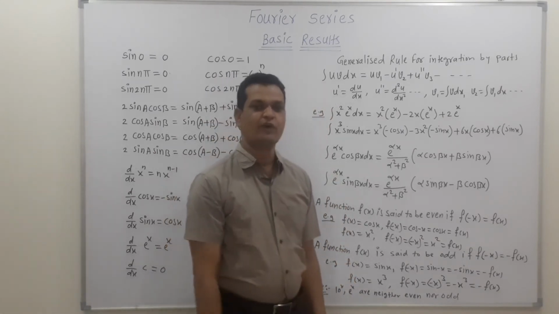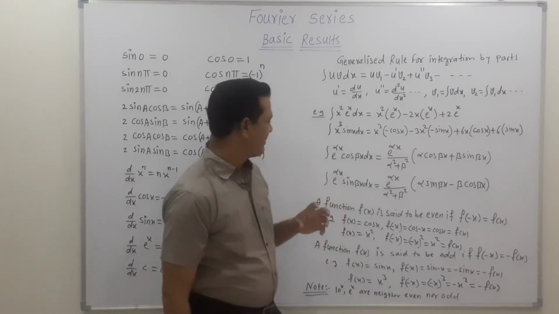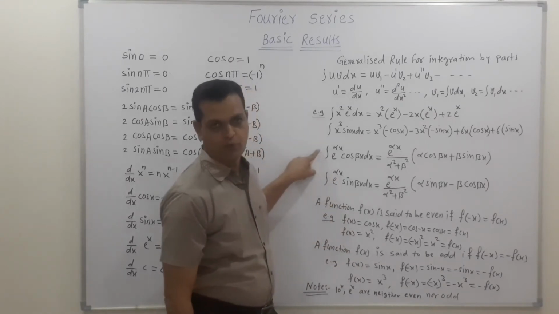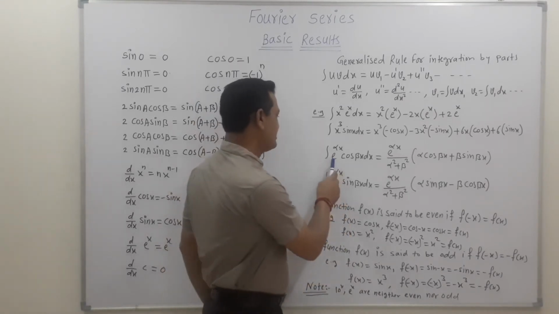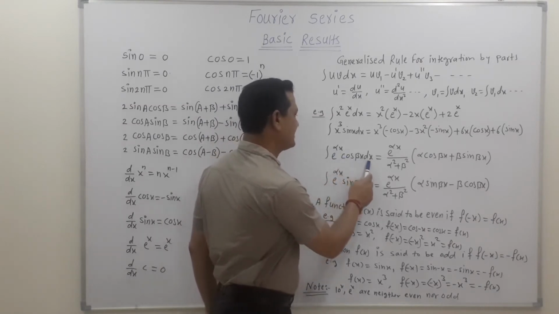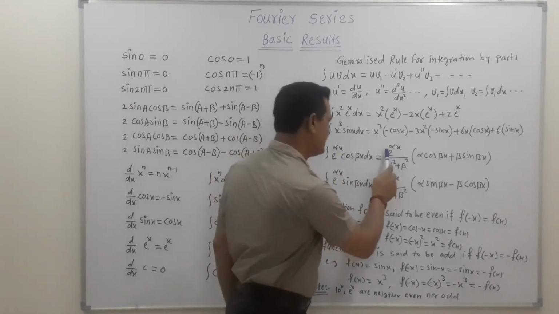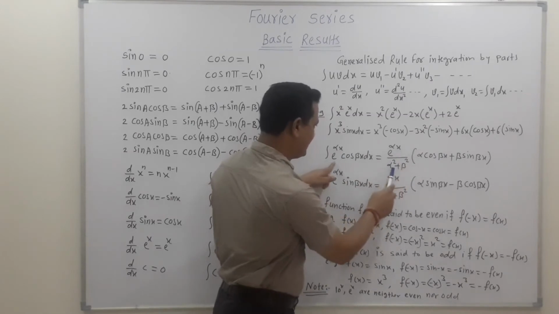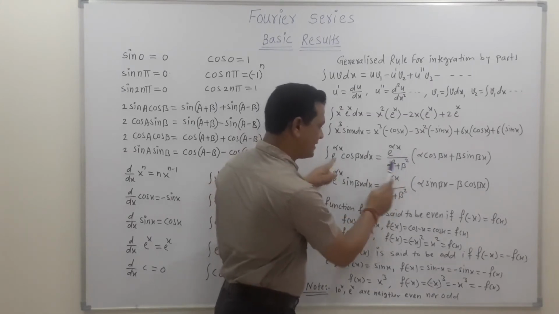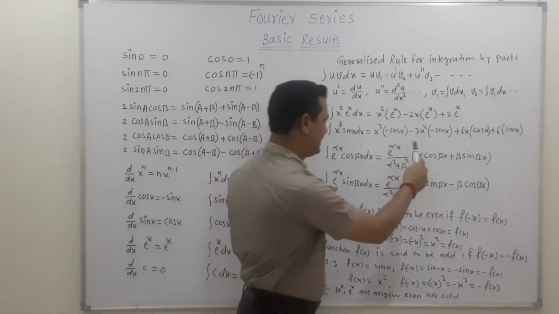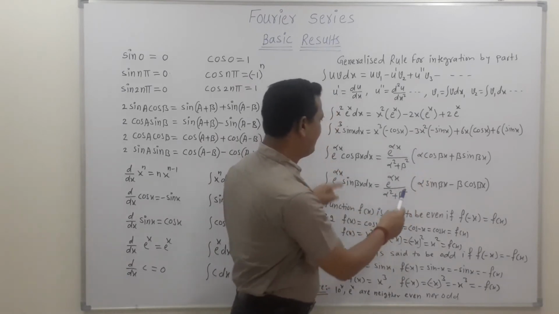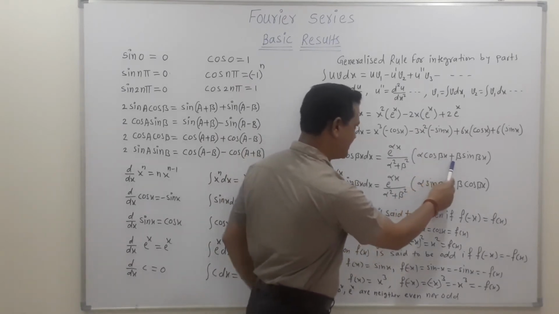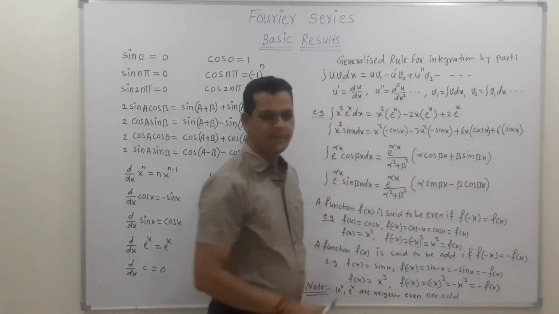So whenever the general rule for integration by parts is not applicable, use these two rules. This rule says that the integration of e raised to alpha x sine of beta x dx is equal to e raised to alpha x, as it is, divided by alpha square plus beta square, then in brackets, alpha into cos of beta x plus beta times sine of beta x.